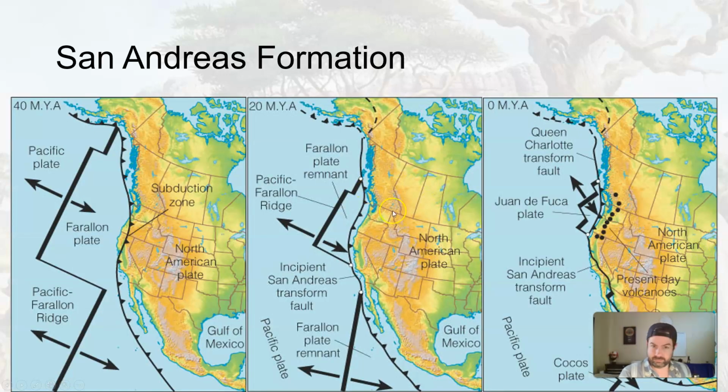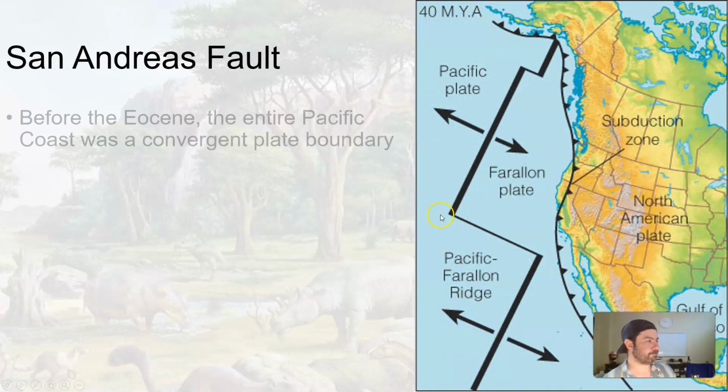So the San Andreas Fault formation is a byproduct of the Farallon Plate. Go figure. As the Farallon Plate was being pushed under and subducted beneath the North American Plate, it initially dipped down, and because it dipped down, it kind of fragmented into a couple of different plates. We went from a full convergent boundary to having part of a transform boundary, and then even further on, a longer transform boundary. So how did we get there?